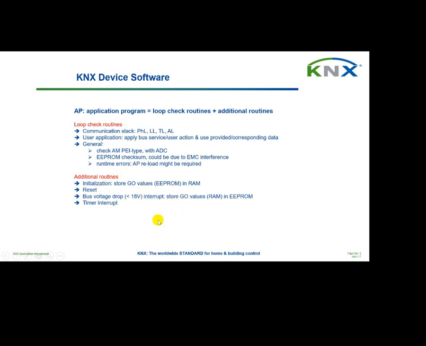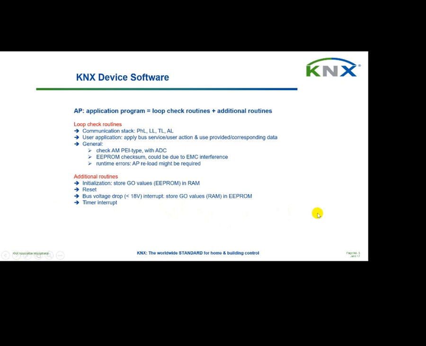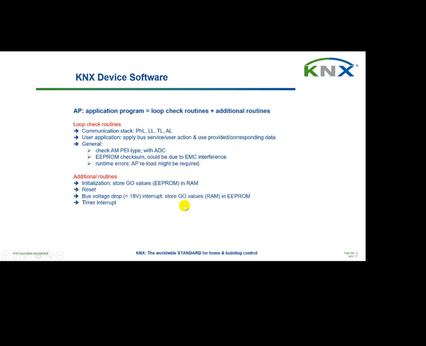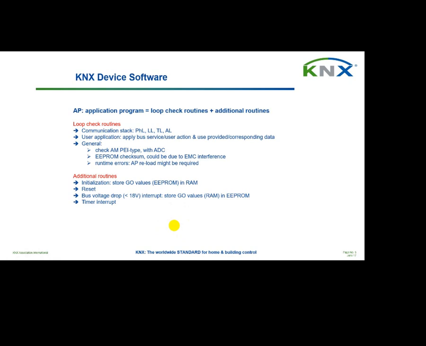What is also constantly checked is the EEPROM checksum, because if something would be wrong with that EEPROM checksum, that could be an indication that there is some EMC interference, for example. So this needs to be checked as well. And there are also some possible runtime errors that could occur. In most cases, those runtime errors are just solved by reloading the application program.